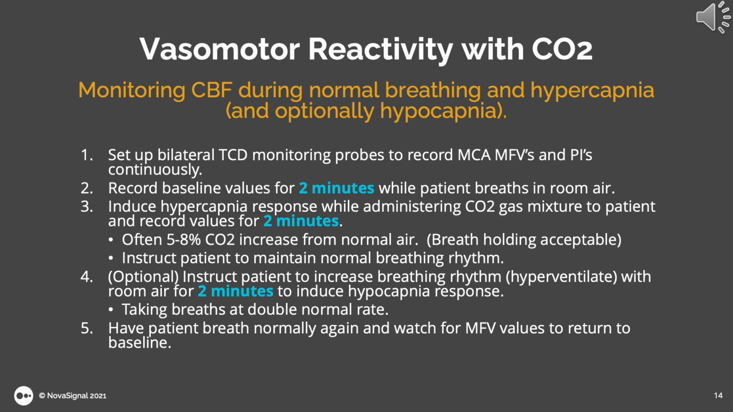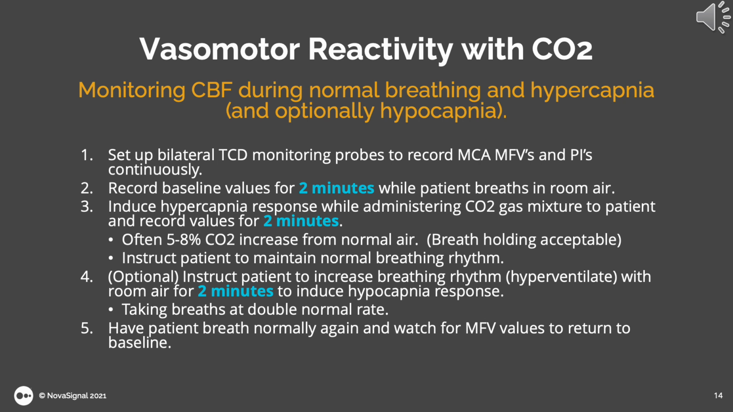First, we set up continuous bilateral monitoring probes to record the MCA's mean flow velocities and pulsatility index. We record baseline values for at least 2 minutes while the patient breathes in normal room air. After baseline recording is achieved, we induce the hypercapnia response by administering CO2 gas mixture to the patient for 2 minutes and record values while instructing the patient to maintain a normal breathing rhythm. The CO2 gas mixture is often 5 to 8% CO2 increase from normal air.